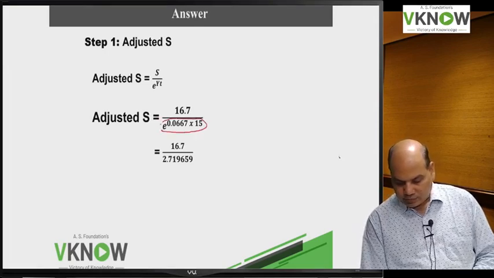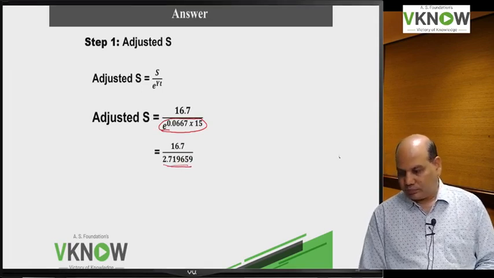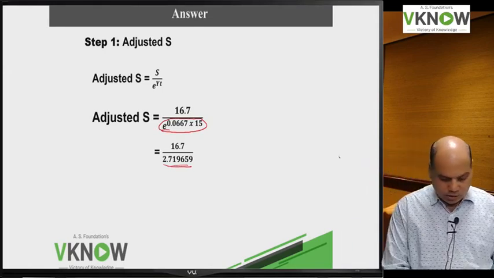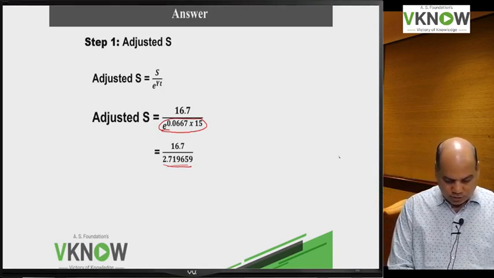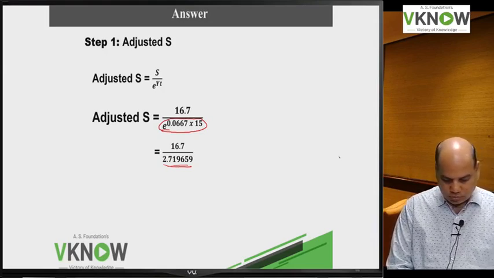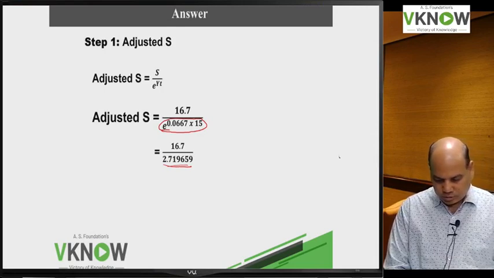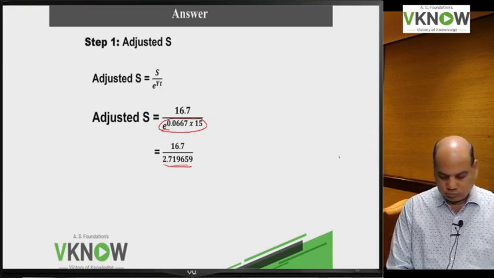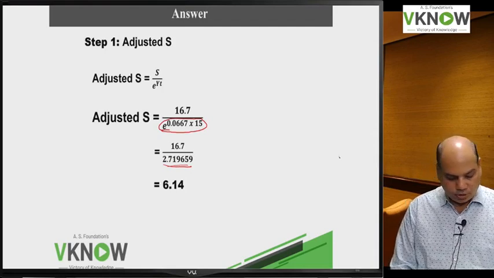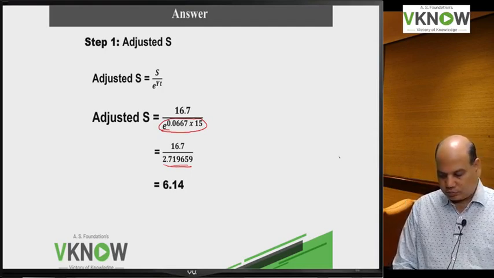When you simplify this, finally you will get this answer. The student has to check. Nothing can be done, you have to do it. Otherwise, let me check whether the institute has given some value for that. So this answer should be around 6.14. This should be 6.14. Please check.